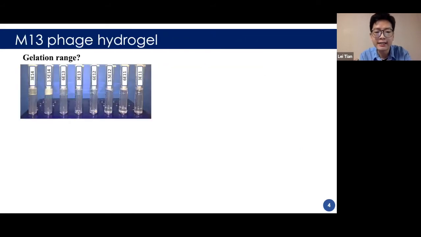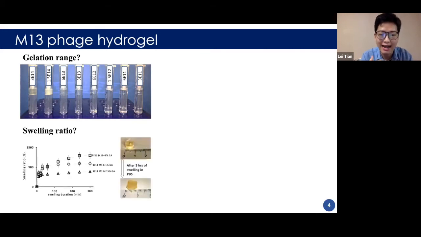We first investigated the concentration range of phage that can form a hydrogel. When we keep the glutaraldehyde concentration at 1% consistently, any phage concentration lower than 10 to the 13 PFU per ml took more than 1 week to gel and ended up very soft. So for the rest of the experiments, we focus on concentrations higher than 10 to the 13.